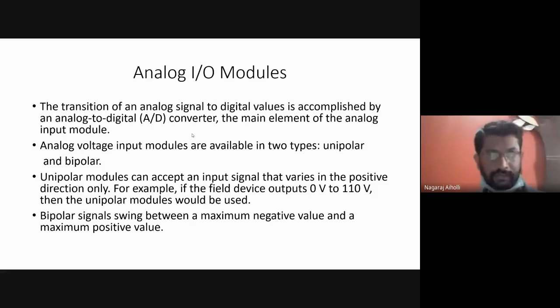Analog voltage input modules are of two types: unipolar and bipolar. Unipolar means it is only in one direction, say from 0 to 10 volts, 0 to 15 volts, 0 to 5 volts. It is always in the positive direction. Bipolar means negative as well as positive. It includes the negative range and also the positive range, say from minus 5 volts to plus 5 volts, minus 10 volts to plus 10 volts. Such voltages are called bipolar.